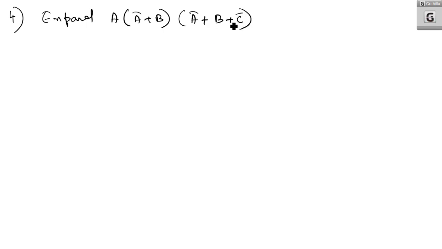Question number 4. Expand (A or A bar or B) and (A bar or B or C bar) to min terms and max terms.